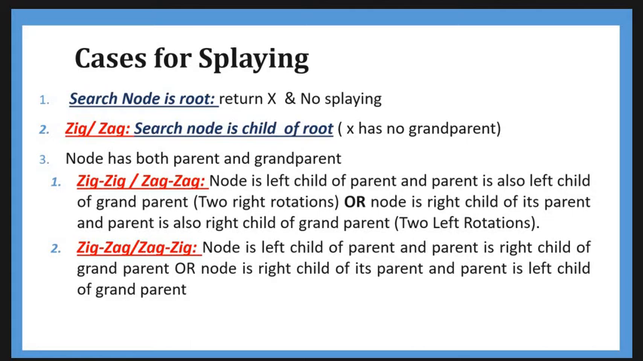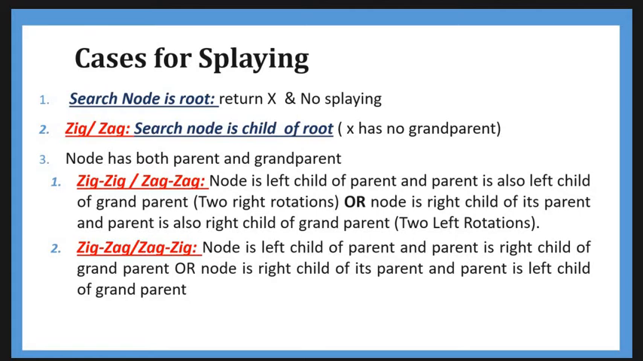So, there are the different cases for splaying. The first is: search a node that is the root, then return X and no splaying. Suppose you are trying to search a node and that node is present in the root, or is the same as the root node, then there is no need of splaying. Okay, so simply return the X.